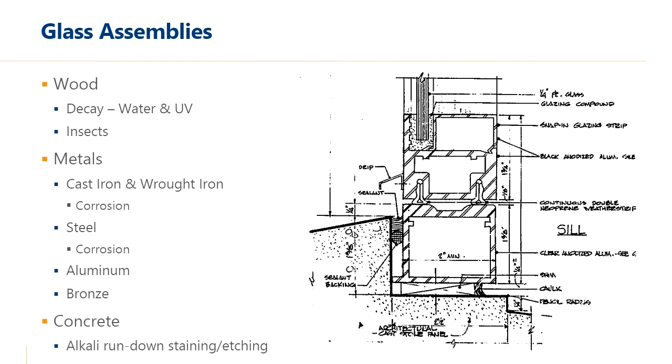Also, with windows without drip edges at the top of the window, that actually can result in alkali rundown from the concrete onto the glass, which leads to staining and etching.